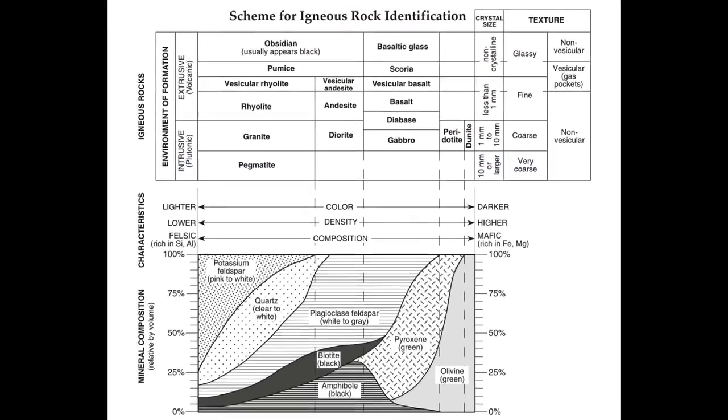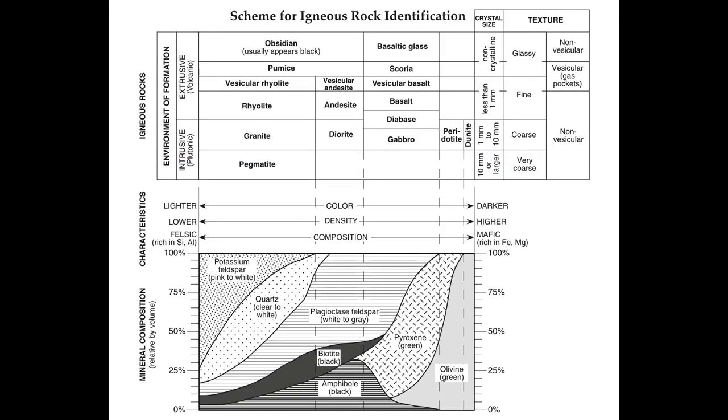Now let's zoom back out and see what else the chart tells us. This center area shows us color. The rocks on the left side are lighter in color, and on the right they're darker. Here's density. The left side, they're less dense, and the right are more dense. And here's composition. The left side are felsic, meaning they're rich in silicon and aluminum, and the right side are mafic, rich in iron and magnesium.